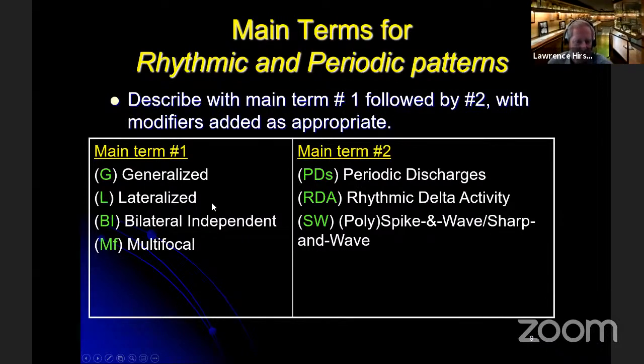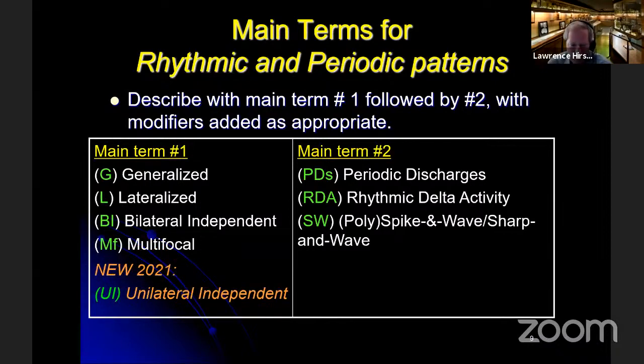So there's generalized, lateralized, and that includes anything that's lateralized, focal, regional, all those are lumped under lateralized. There's bilateral independent and multifocal. And in the new version, there is unilateral independent. So that's two patterns from the same hemisphere, but that are doing their own thing, not time locked and not dependent on each other. And then main term 2 has not changed at all. There's periodic discharges, rhythmic delta, and spike wave.